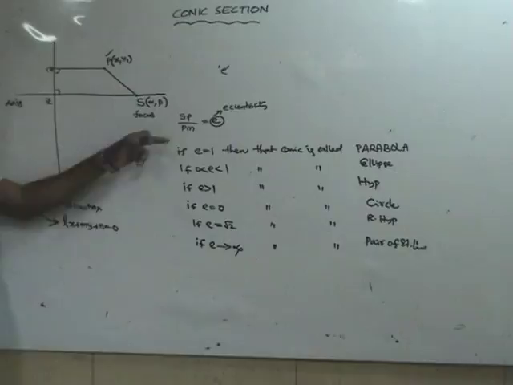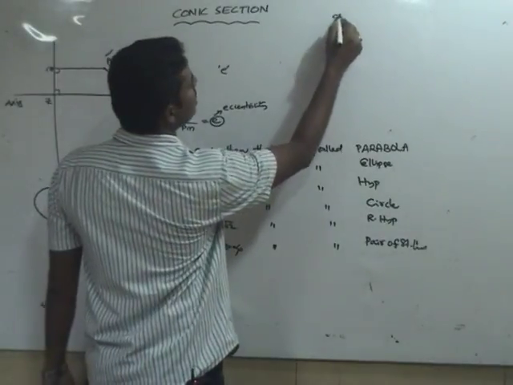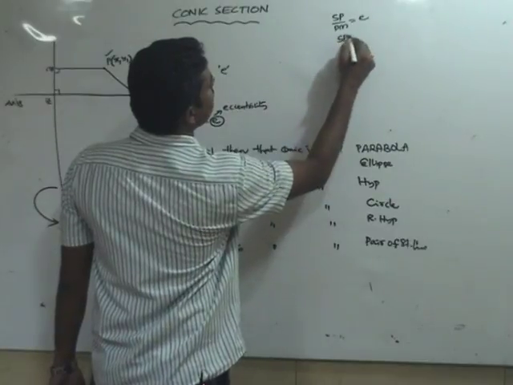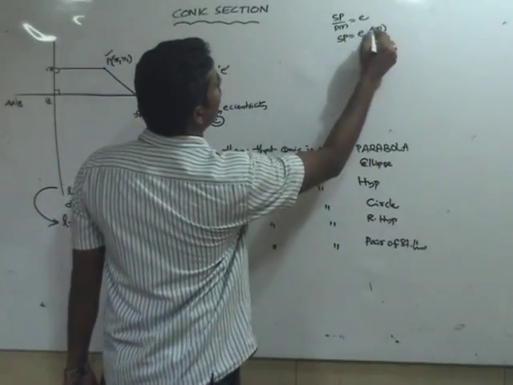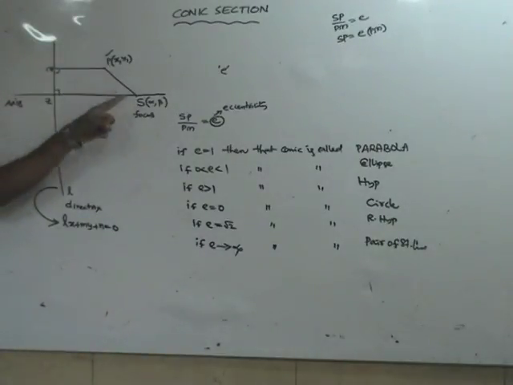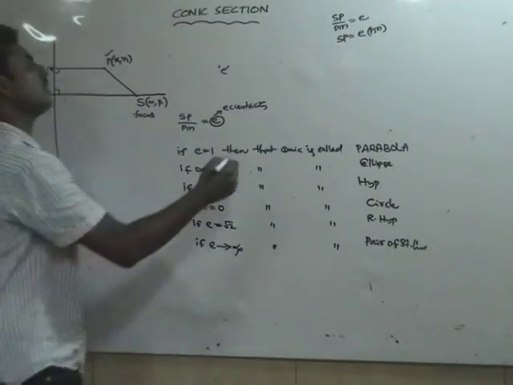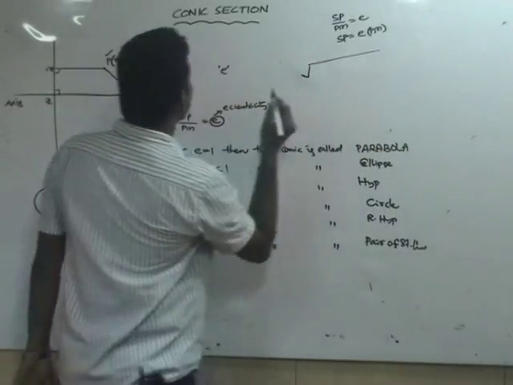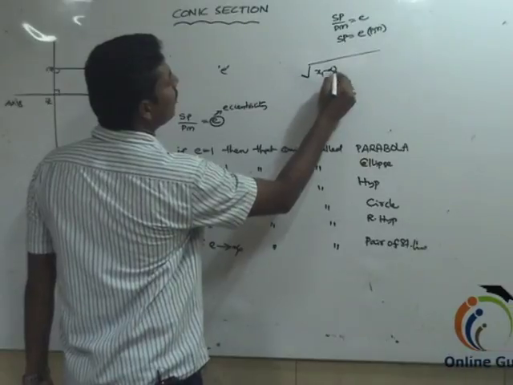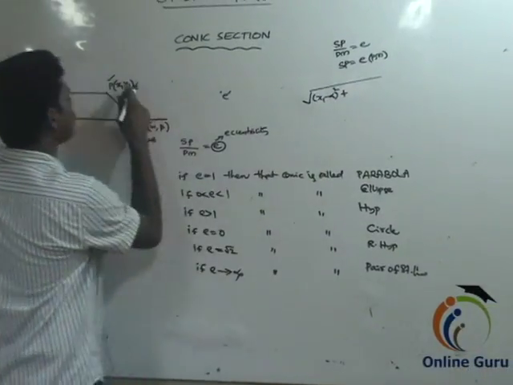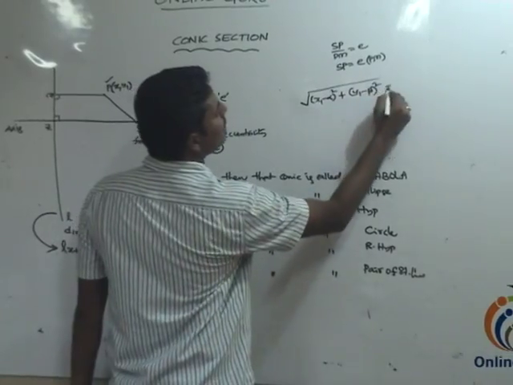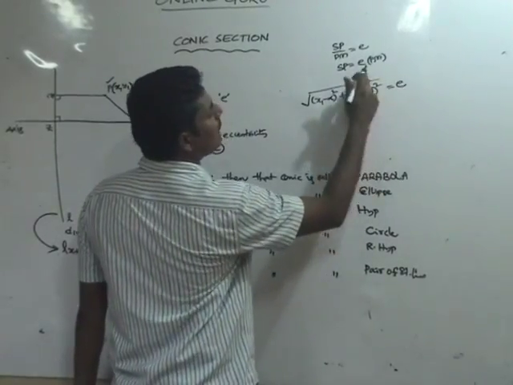Now with the help of the conic condition, what is the conic condition here? SP by PM is equal to e. So SP is equal to e into PM. Now what about SP? SP means the distance between these two points, which we already know is the square root of x2 minus x1 whole square plus y2 minus y1 whole square. That means we can write the square root of x1 minus alpha whole square plus y1 minus beta whole square is equal to eccentricity e, you write as it is.